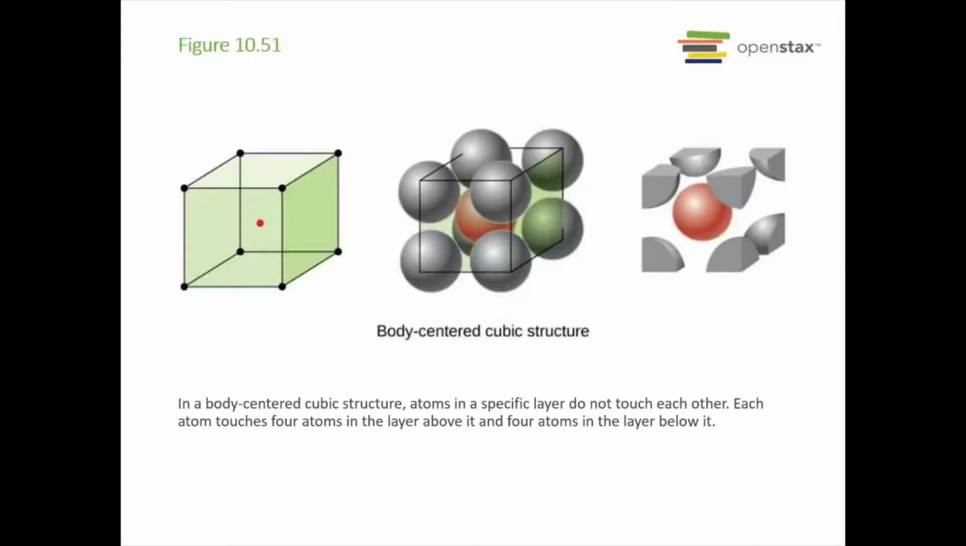So here's what it looks like. Atoms in the specific layer do not touch each other. So these atoms here on the corners do not touch. They do touch the one in the center, though. So you can see actually the coordination number for the center one, you can see it touching all the 8 atoms around it.